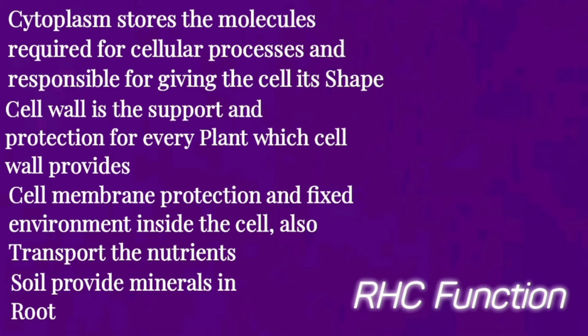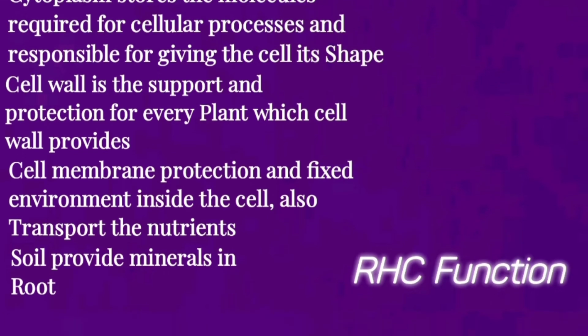A cell wall is present in every plant cell, which supports and protects the plant from all types of bacteria and other diseases which are harmful for a plant. The cell membrane provides protection and a fixed environment inside the cell, and also transports the nutrients. When we give a plant water, soil provides minerals in roots.